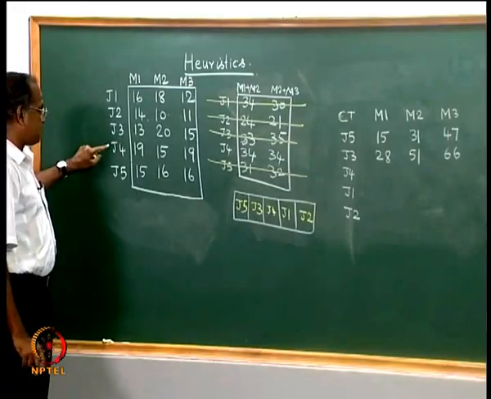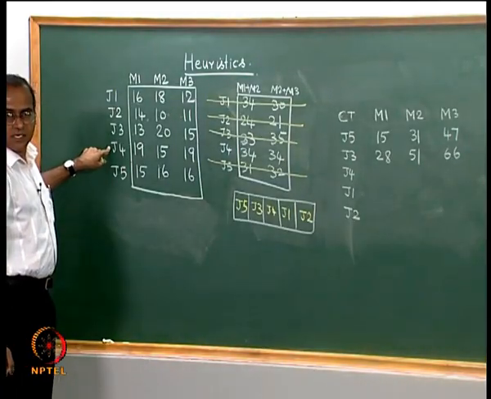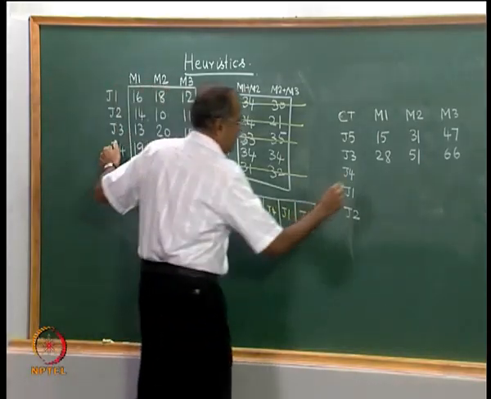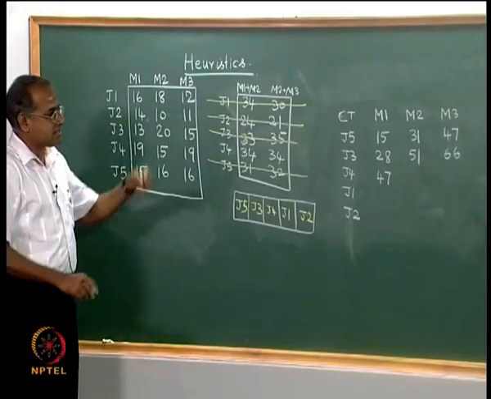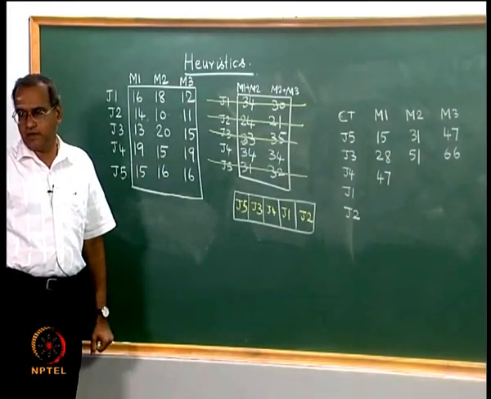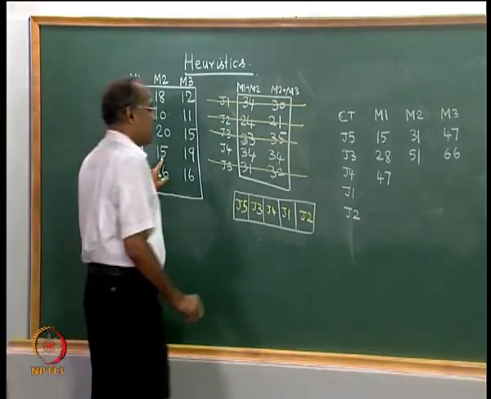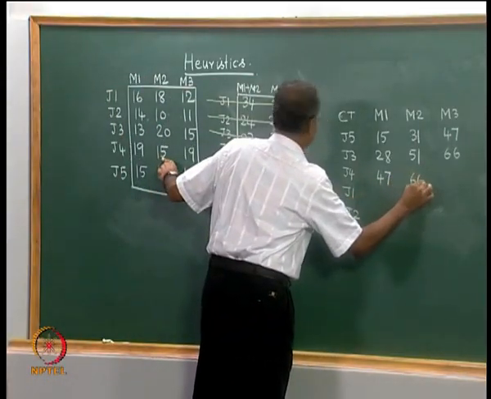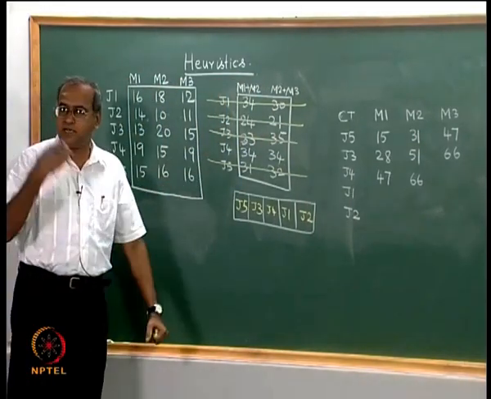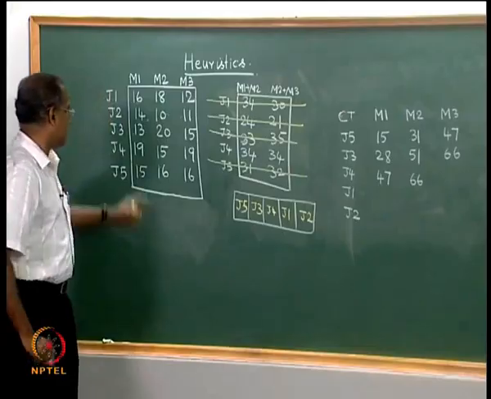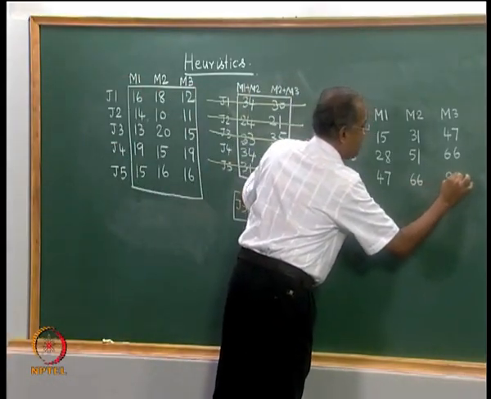Now J4 comes third, M1 is available at 28, so starts at 28, finishes at 28 plus 19, which is 47, waits till 51 for M2 to be free, goes to M2 at 51, takes another 15 and finishes at 66. Now exactly at 66 M3 is free, so it takes M3 and then takes another 19 and finishes at 85.